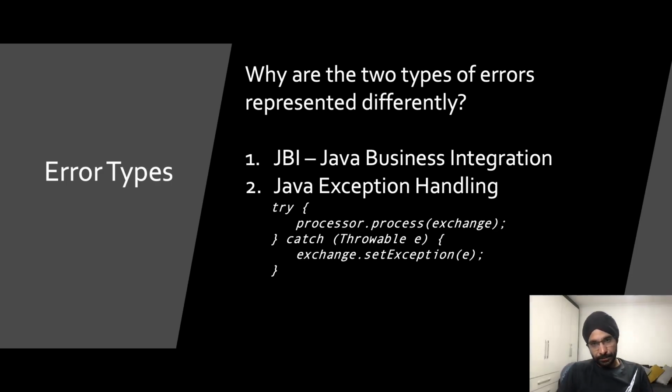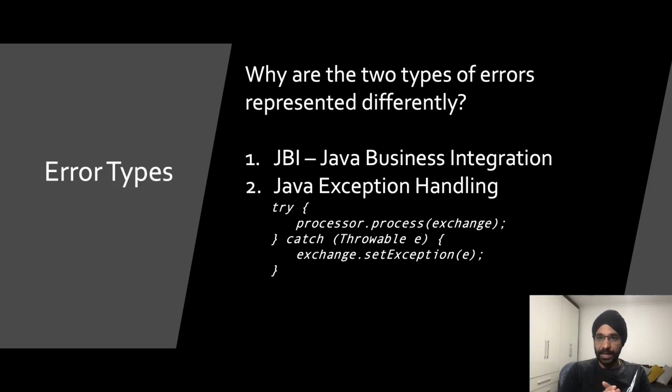The answer is, first, the Camel API was designed around the Java Business Integration specification, what we call JBI, which includes a fault message concept. So you can tell your consumer that there is a fault with your request, and I cannot recover. That's a very standard way of notifying your clients, and that's exactly what Camel is trying to implement over here.